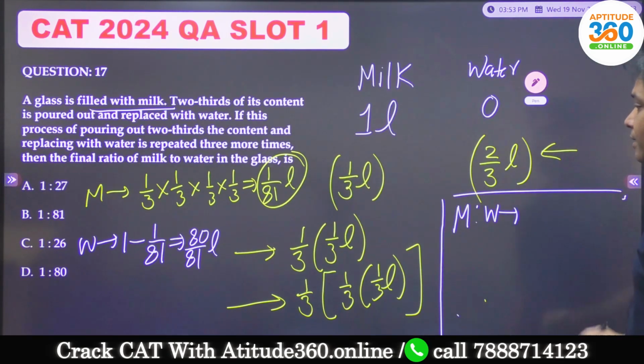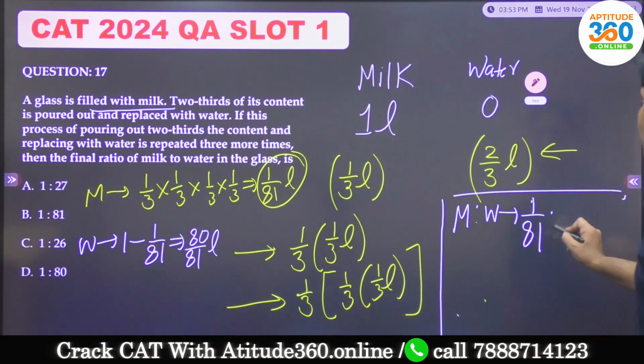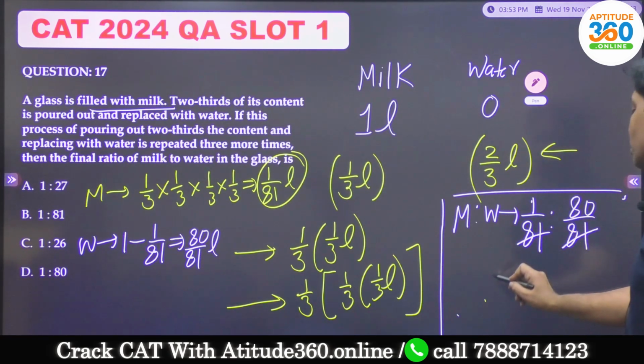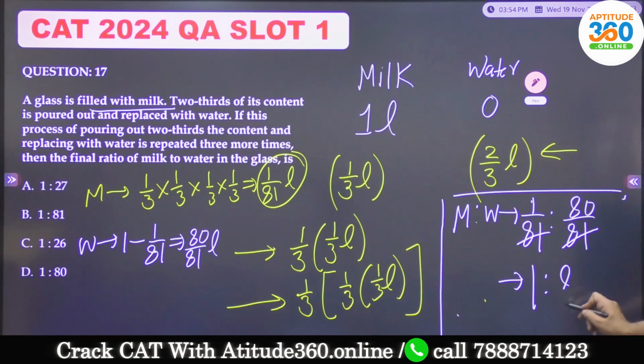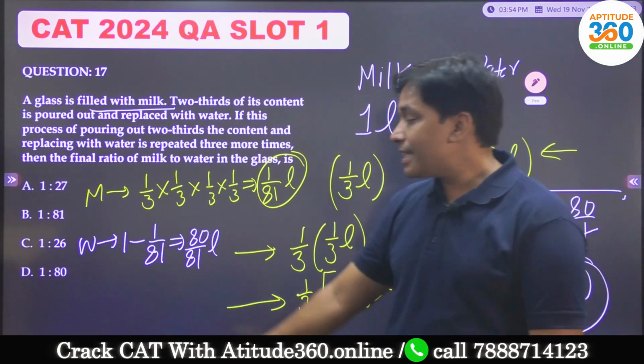How much milk is there? It is 1/81 is to 80/81. So these two are gone. What are we left with? 1:80. Which option is the right answer? Option number D is the right answer.